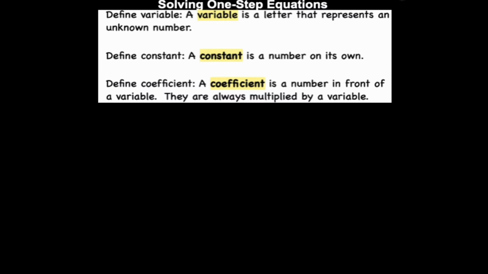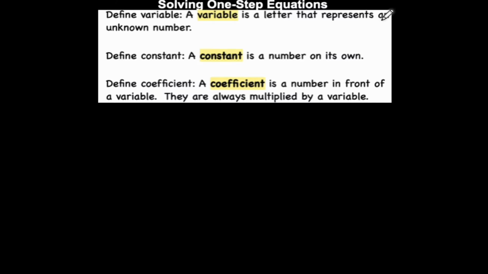Now, what is an equation? An equation is a mathematical statement consisting of an equal sign. All right, and what is a variable? A variable is a letter that represents an unknown number, whereas a constant is a number that stands on its own. And last but not least, a coefficient is a number in front of a variable, and they're always multiplied by a variable.